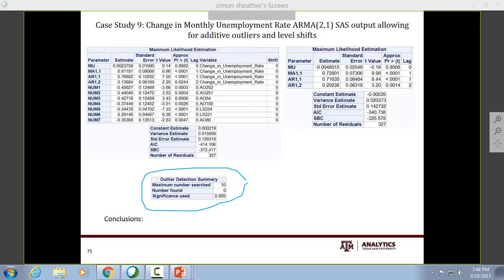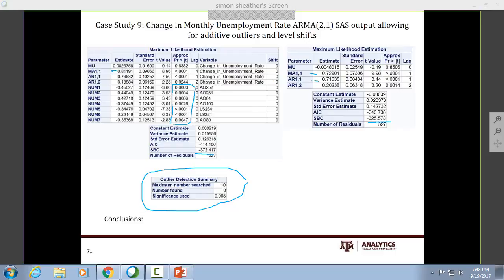The second thing I look at is, has SBC gone down? Minus 325 to minus 372. Yes, it's gone down a lot. Are the additive outliers and level shifts highly statistically significant? The answer is yes. And how have the coefficients changed? The MA term was 0.73. It's now 0.81. That's changed a little bit, about 1 standard error.